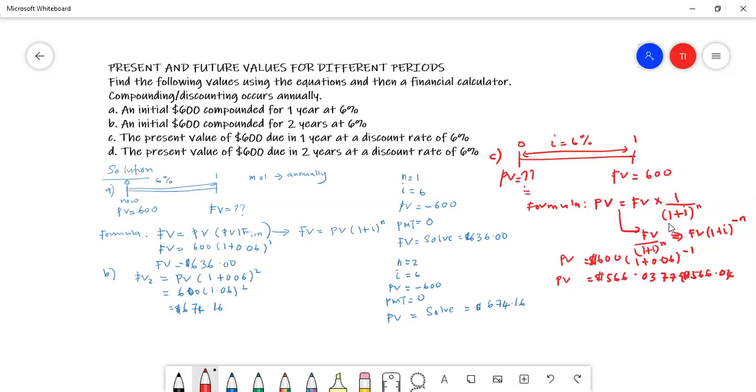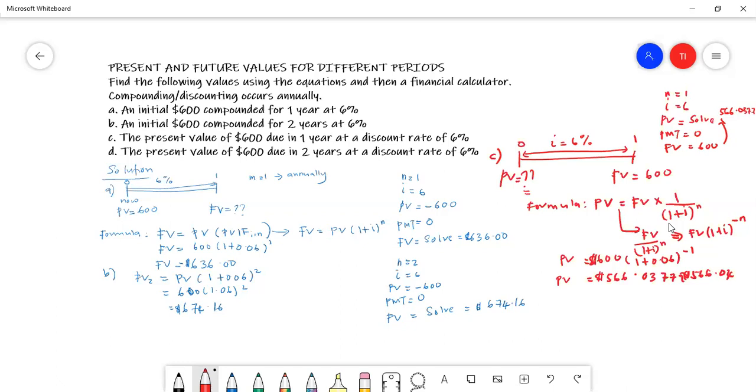For the financial calculator, how do you input the data? N equal to 1, I equal to 6, PV. You will press solve after you input every single item. So payment is 0, future value is 600. Then you press solve, and you will get the answer of 566.0377.